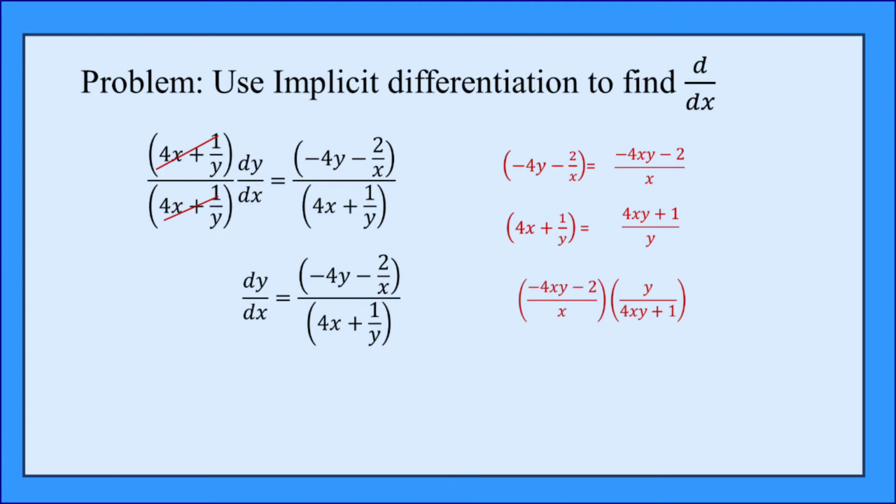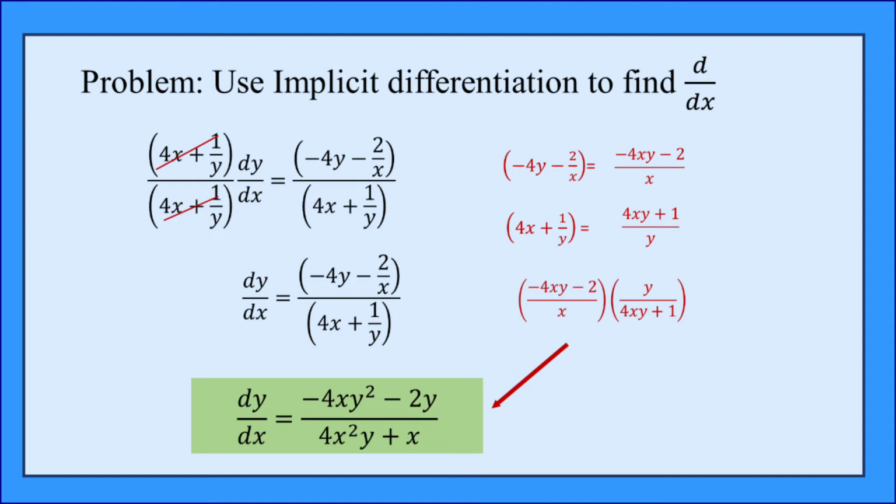Okay, so let's get rid of those. And then negative 4xy times y is negative 4xy squared. And negative 2 times y is negative 2y. That's why we got this numerator. And then let's focus on those denominators and multiply, distribute x to the next terms. So we have x times 4xy is 4x squared y, plus x times 1 is x. That's why we have our final answer here.